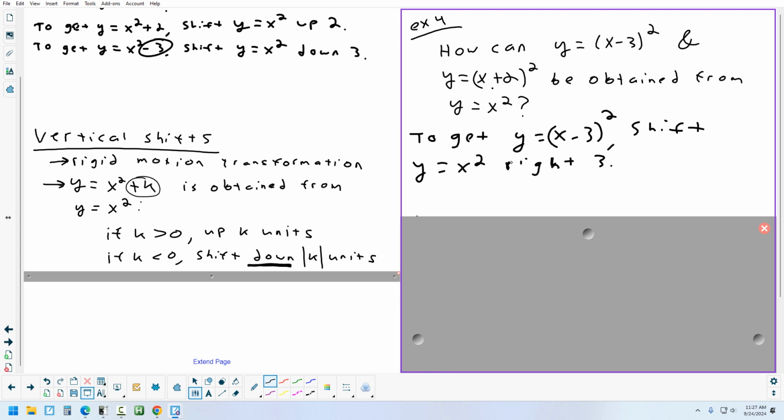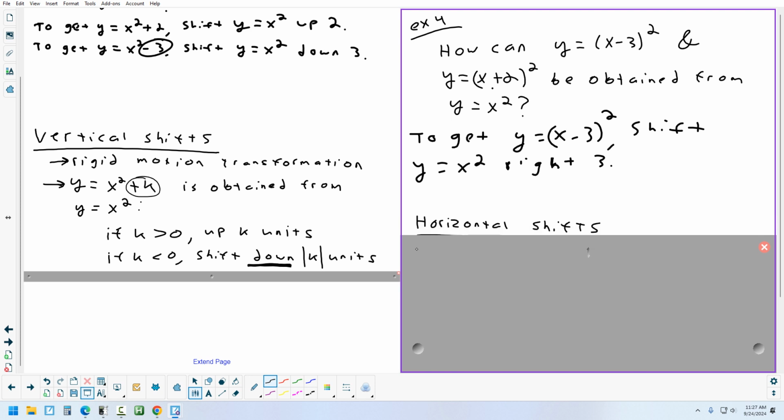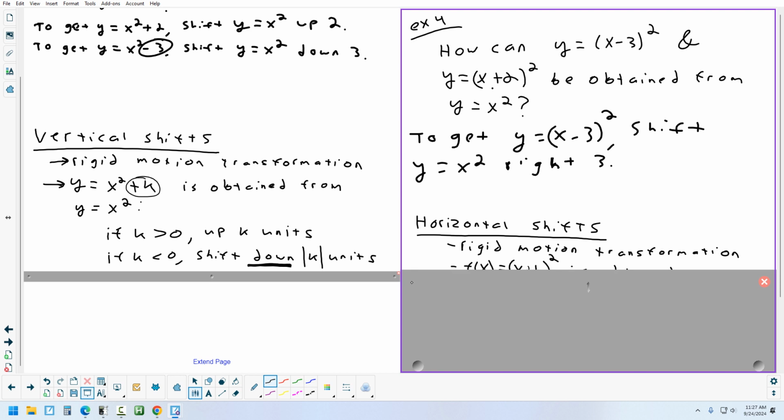So likewise, what do you think x + 2 would do? Which way would that shift it? Yeah, that's going to go to the left. All right, so that one's backwards. So we're going to write that one down. And if you want to make a reference sheet and put that on it, you can.